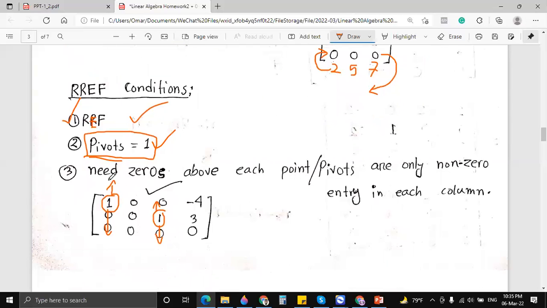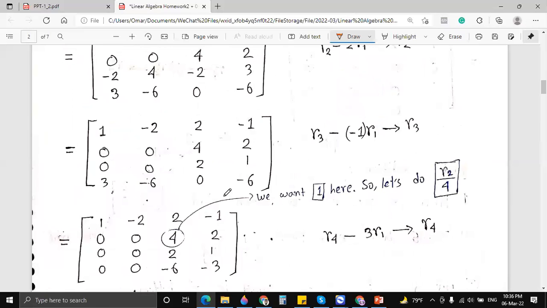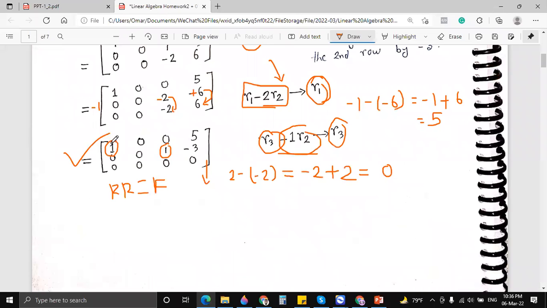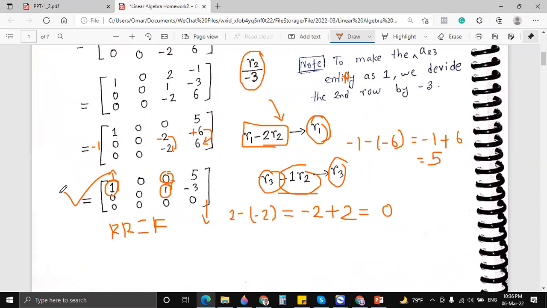And the third condition, we need zeros above each pivot point. So the first pivot point 1, above 1 there is nothing, that means there is 0. Above this 1 there is also 0. So it satisfies all the conditions. Okay, that means this is a reduced row echelon form.